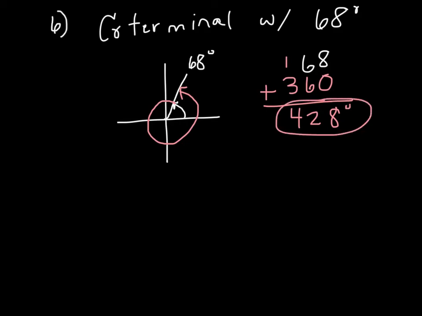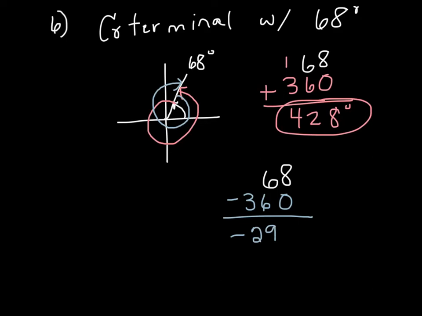That would be one answer that's positive. To get an answer that's negative, let's start at 68 and this time go around backwards. So we're going to start there and go backwards and end up at the same place. So we'll take the 68 that we started at, and this time, since we're going in reverse, we're going to subtract 360. When you do that, you get negative 292. And that would be an answer that's negative. So long story short, take your angle, add 360 and subtract 360.